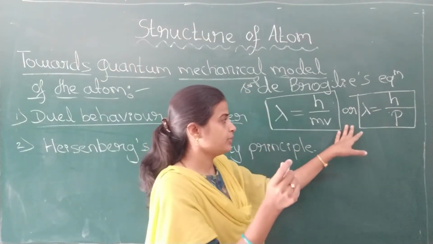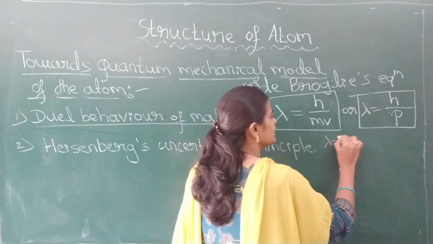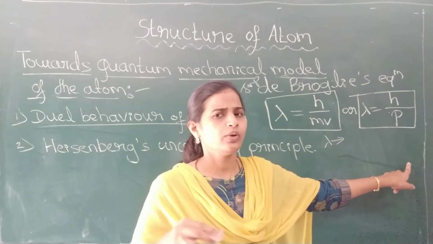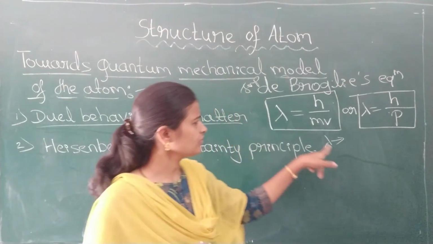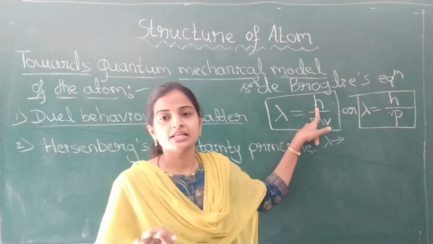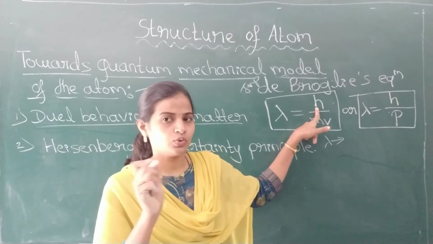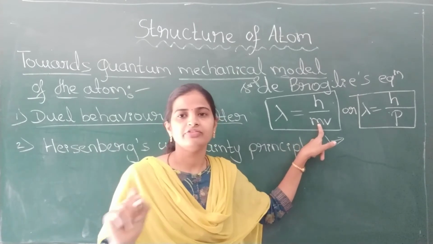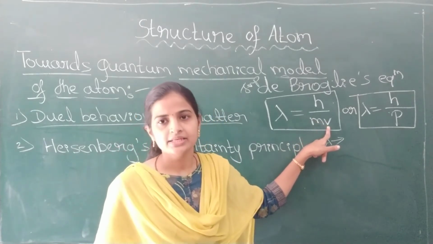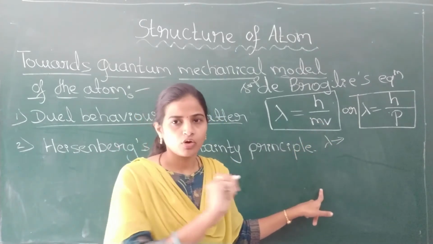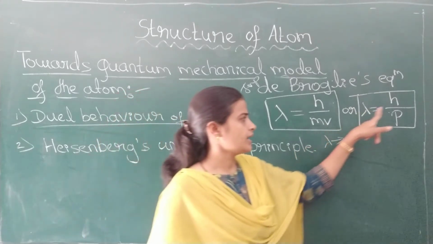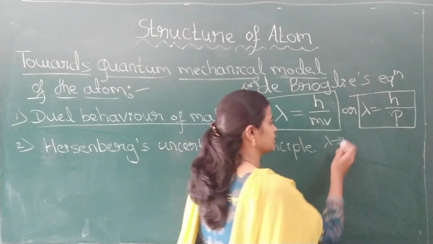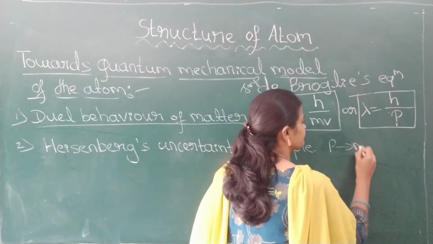Below this equation you start writing where lambda is the wavelength of the electron or wavelength of the matter. Okay, h is what, student? It is Planck's constant, and you know the value of Planck's constant. m is the mass of the electron. v is the velocity of the electron. You write it down. And here p is what? Momentum.